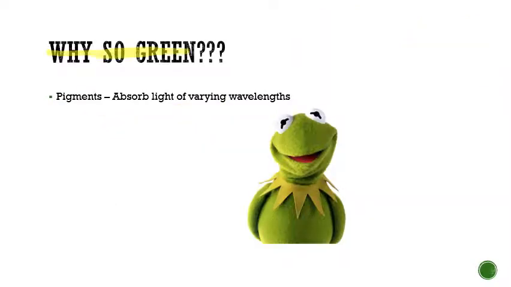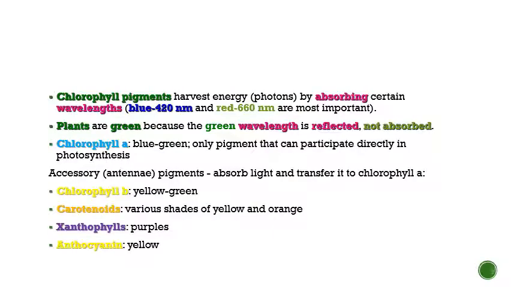So why are plants so green? Why are we seeing the plants in green color? It is due to the presence of some pigments which are capable of absorbing light of varying wavelength. These pigments are majorly present in the chlorophyll. These chlorophyll pigments harvest the energy of the photons by absorbing certain wavelengths. These wavelengths can range from 420 nanometer to 660 nanometer, which is the blue to red color range.